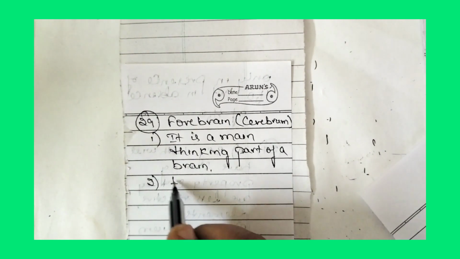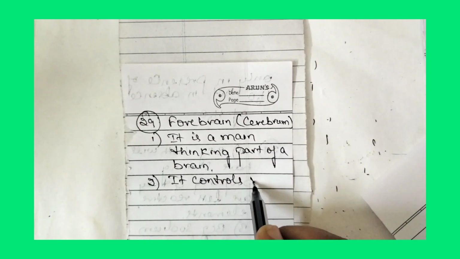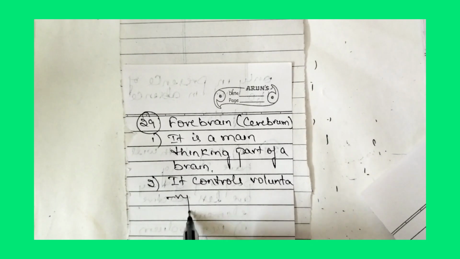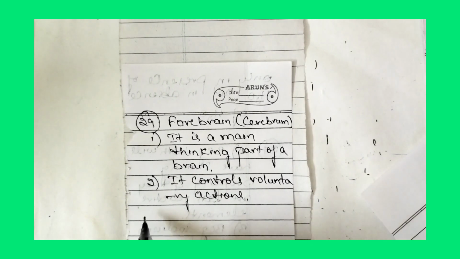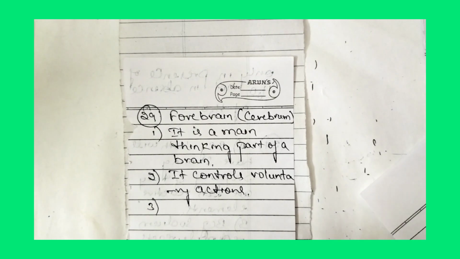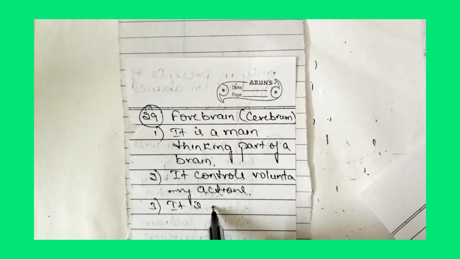Forebrain, it controls voluntary actions like walking, jumping, running, sleeping. Everything will be controlled by it. Controls voluntary actions.